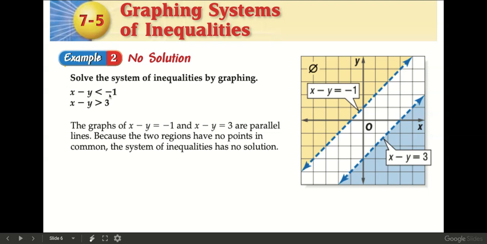If I solve it for y, I get y equals x plus 1. And then I would get y equals or greater than x minus 3. And those are two parallel lines.